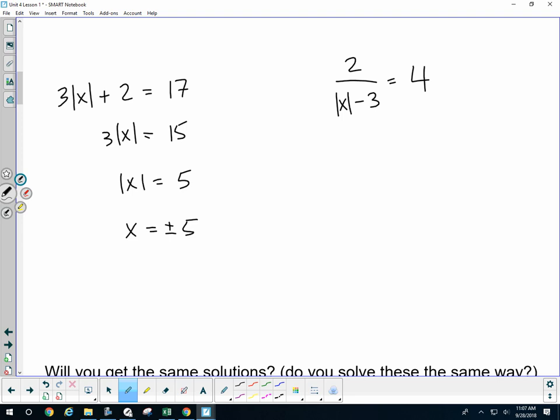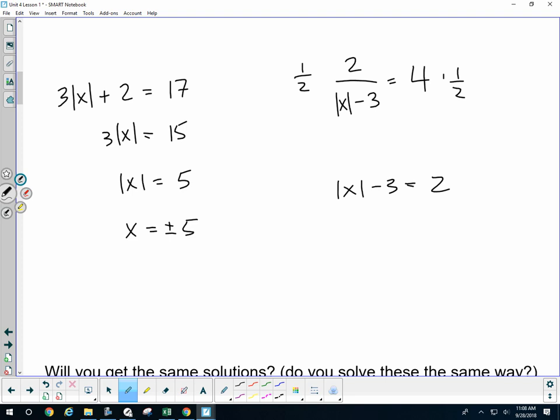Now for the next one, I put this absolute value in the denominator for a reason. A lot of students are thinking, oh man, let me get rid of that 2. So I'm going to multiply by 1/2 or divide by 2. That will work. But discuss with your neighbors, can I write the absolute value of x minus 3 equals 2?